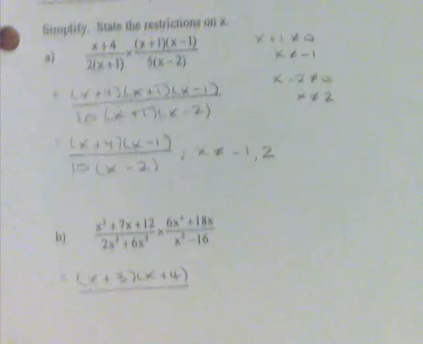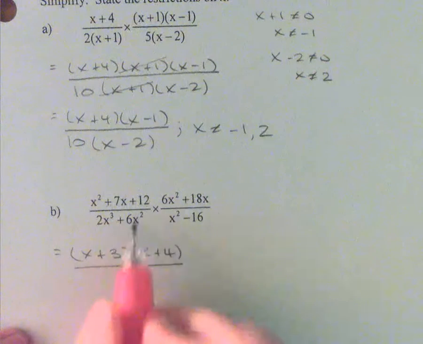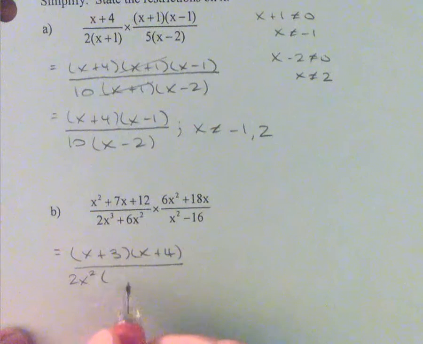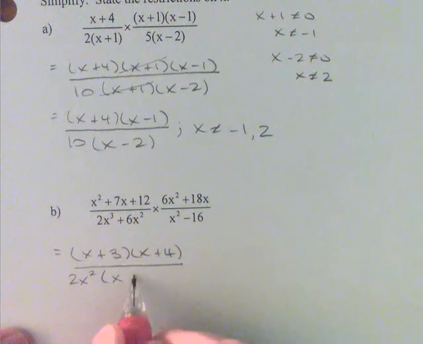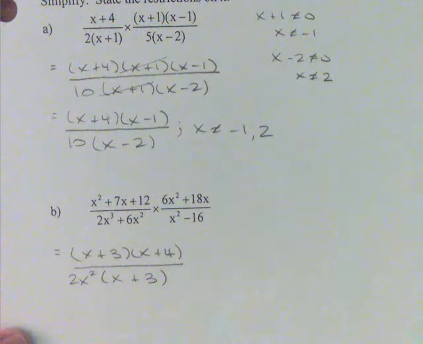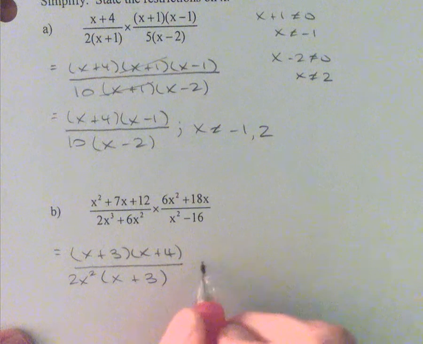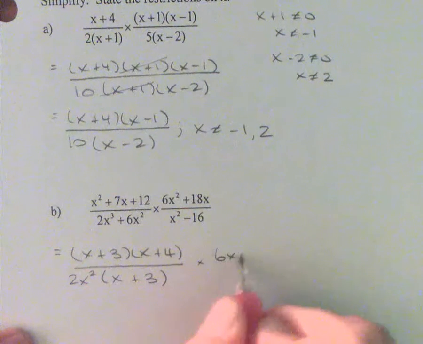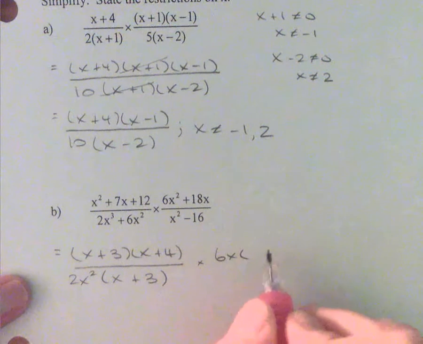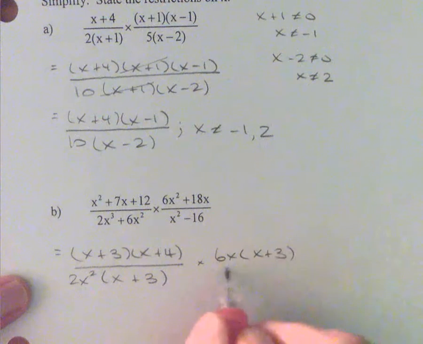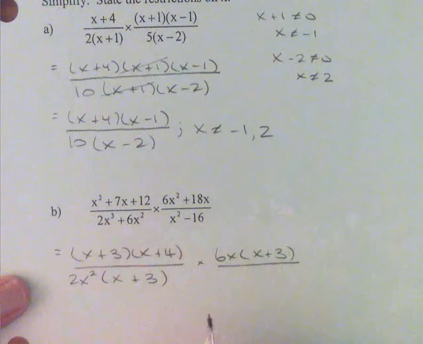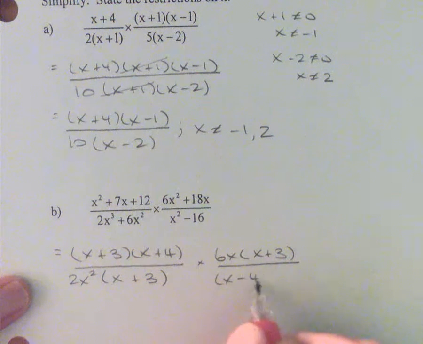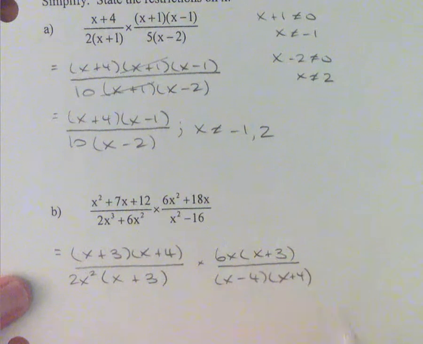On the bottom, looking for a common factor, I have a common factor of 2x squared, and I'm left with x plus 3. Then I can multiply that. There's a common factor of 6x, and I'm left with x plus 3. On the bottom, it's a difference of squares, x minus 4 and x plus 4.